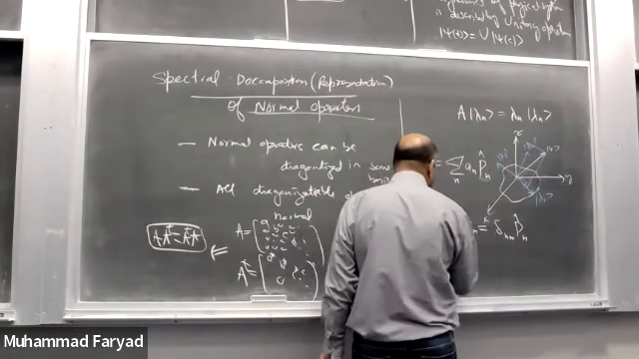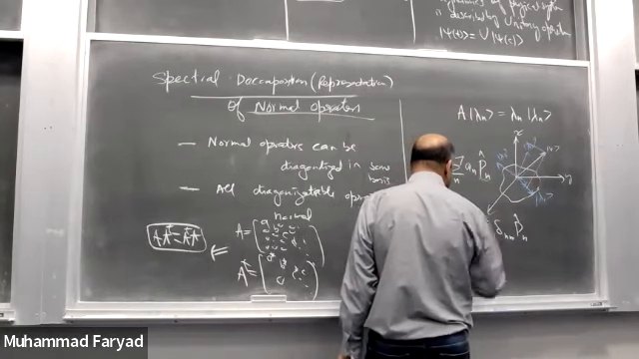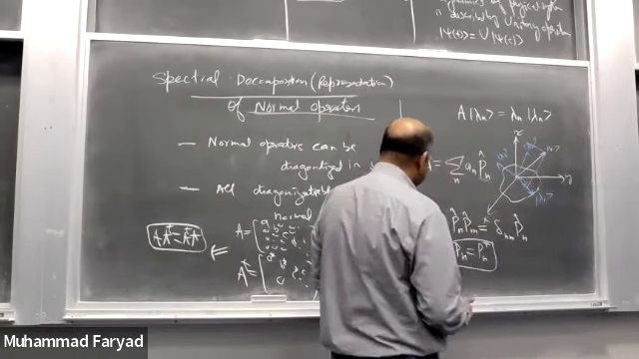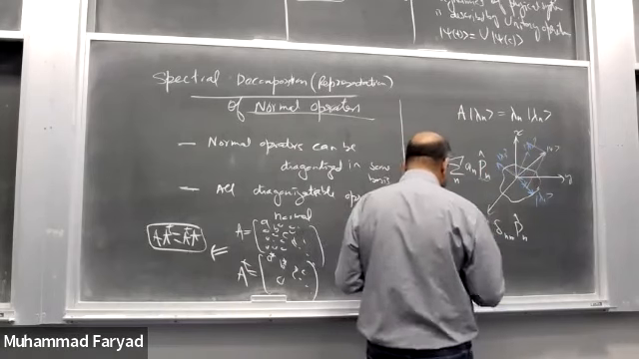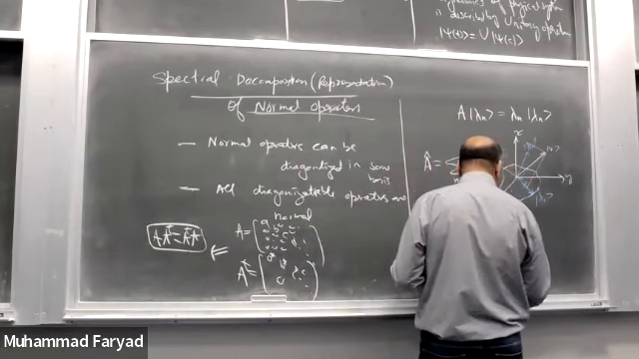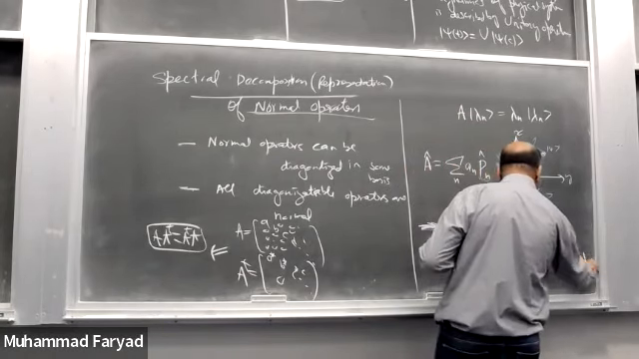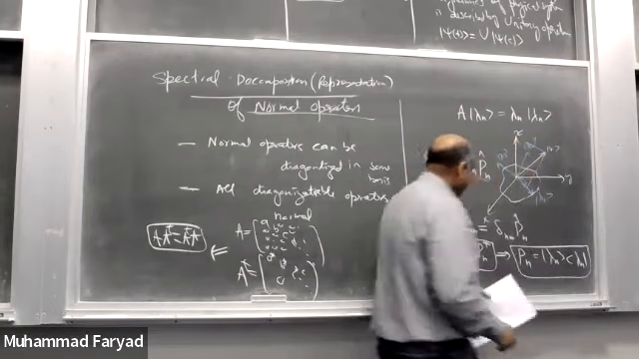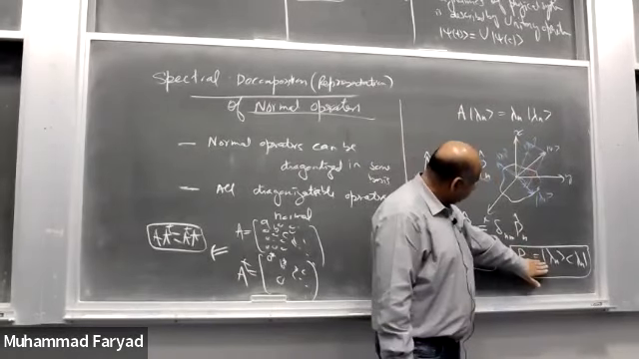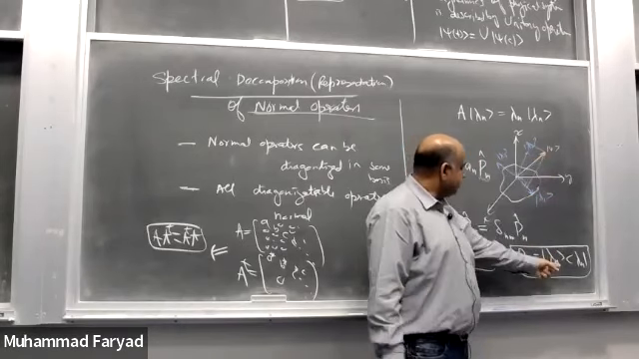And since these projector operators have to be Hermitian, we can infer that the projector operator is this. This operator, we can see, projects any vector v along a given eigenvector.